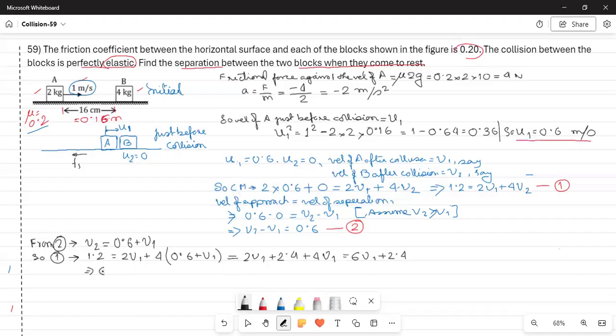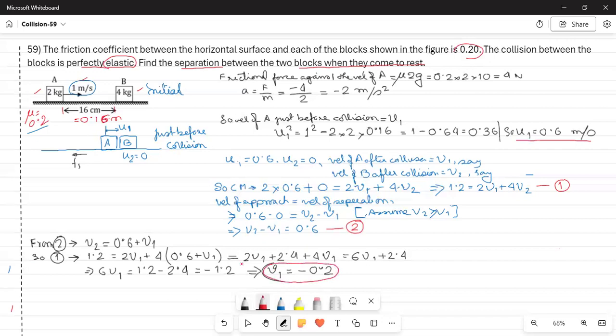Therefore, 6V1 is equal to 1.2 minus 2.4. This is equal to minus 1.2. Therefore, this gives V1 is equal to minus 0.2. This is the value of V1.